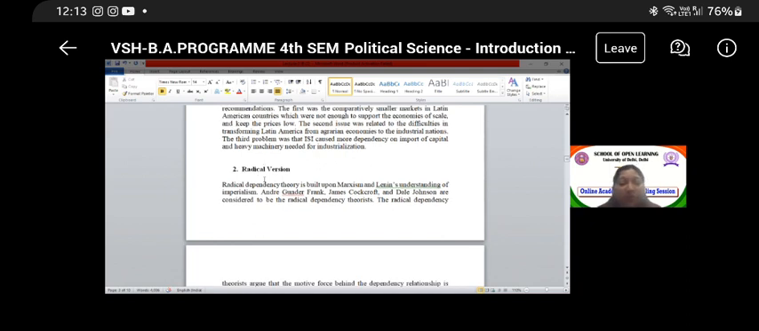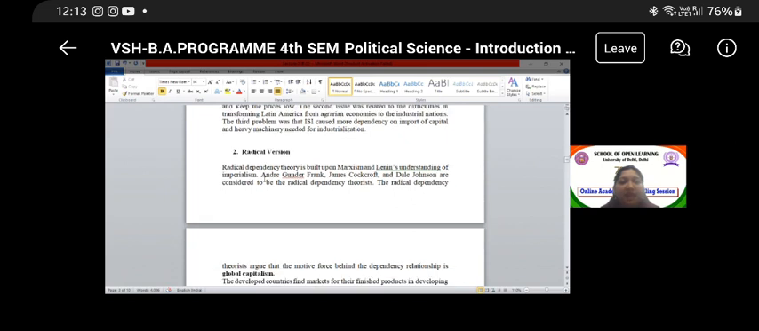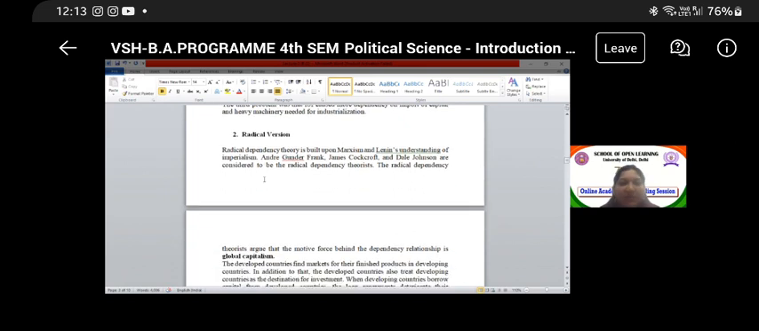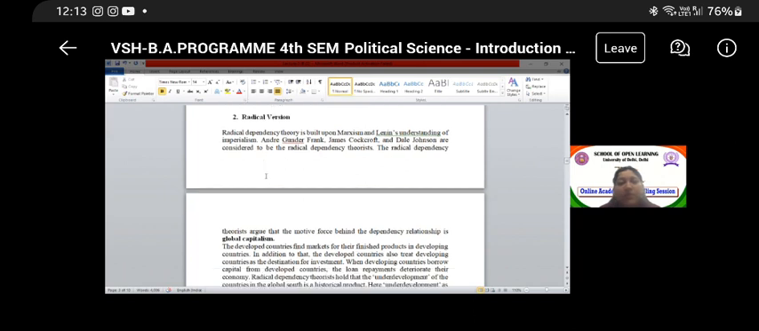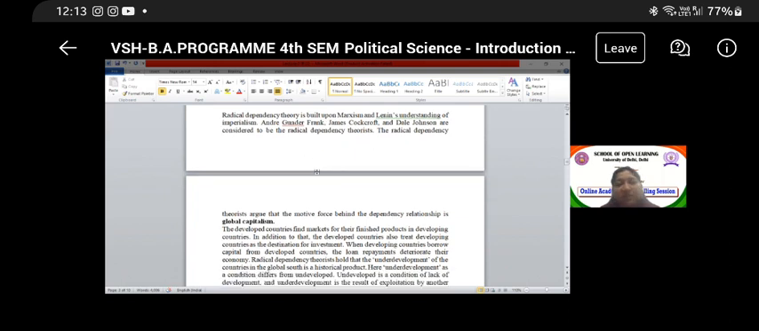This is Raul Prebisch's analysis, and now we will do Andre Gunder Frank's analysis, which is the radical version of dependency. A.G. Frank, as he was known, was very much influenced by the Marxist writings of his times, and that's why this version is also called the radical version. Radical dependency theory is built upon Marxism and Lenin's understanding of imperialism. So A.G. Frank, James Cockcroft, and Dale Johnson are considered to be radical dependency theorists.